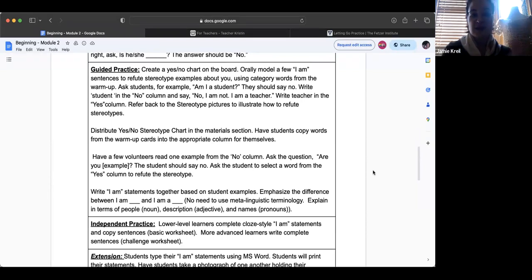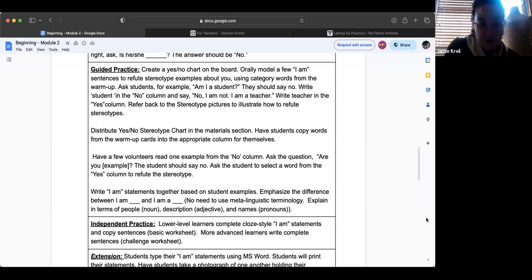And then you refer back to the stereotype pictures to illustrate how to refute the stereotypes. So then you distribute the chart to the students, and they copy the words from their warm-up cards into the appropriate column for themselves. Okay. And then we have a few volunteers where we run an example from the no column. So you ask the question, are you? They should say no, and then ask the student to select the word from the yes column. So are you, let me think, what was one? Man and woman, old and young, it seems to be pretty typical at the super beginning level.